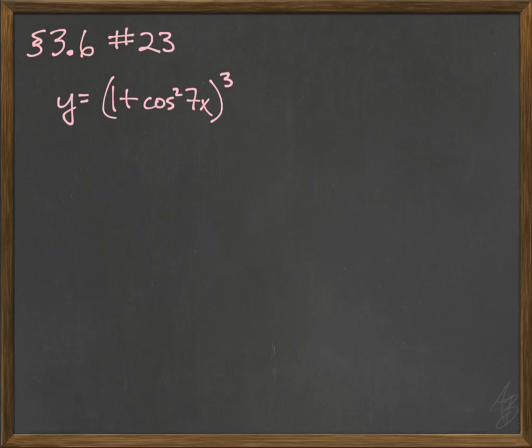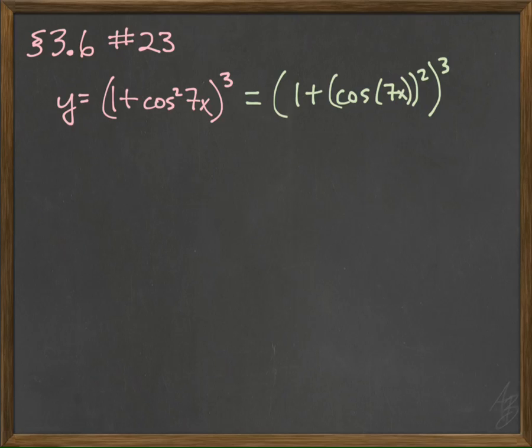Okay. So the first thing I'm going to do, the notation with trig, I've said this a few times, it's a little bit goofy, so I'm going to rewrite this. I don't like the cosine squared 7x when I'm trying to do the chain rule because it's goofy. So I'm going to rewrite it as 1 plus cosine of 7x, quantity squared, and then all of that to the third power. Okay, so you guys see the change that I made there?